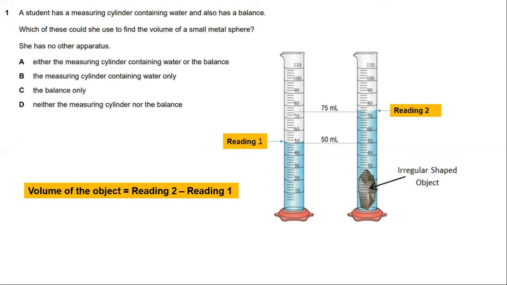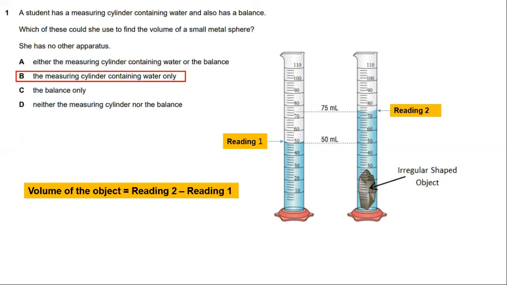So the same technique can be used to determine the volume of the small metal sphere. Therefore, the correct answer for this question 1 is answer B, the measuring cylinder containing water only.